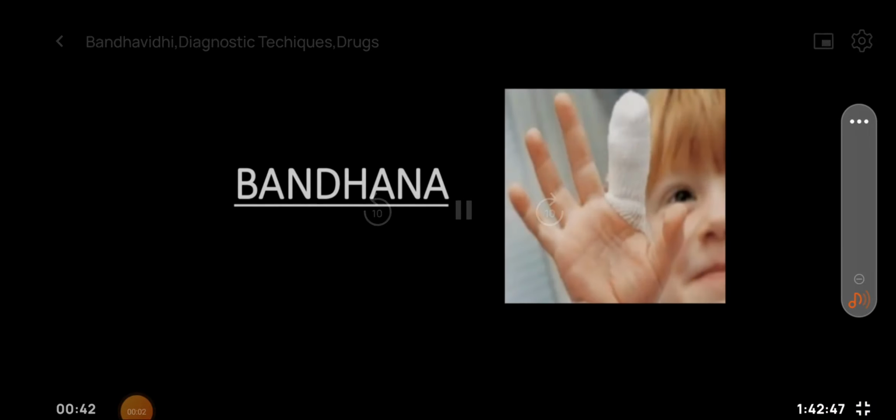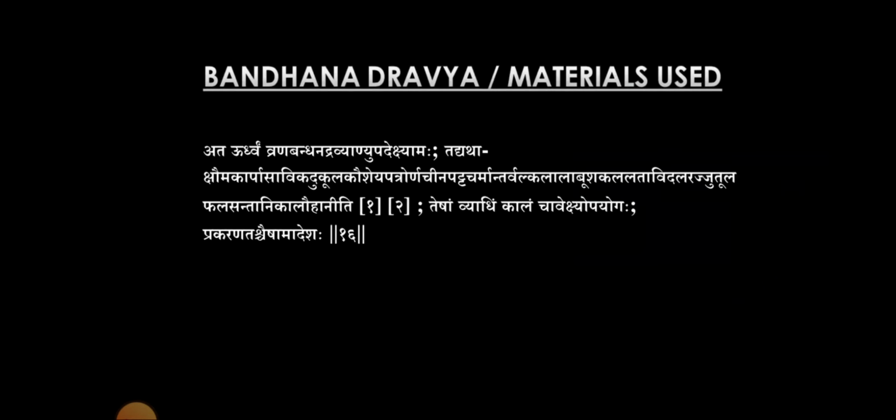So, starting with Bandhana. Bandhana is explained in Sushruta Samhita in the 18th chapter, that is Vrana Alepana Bandhavidhi Adhyaya. That is the reference. And in that chapter, first it is told about the Vrana Alepana Vidhi. Next, it is told about the Bandha Vidhi. And in the Bandha Vidhi, first Acharya is telling about the Vrana Bandhana Dravyas.